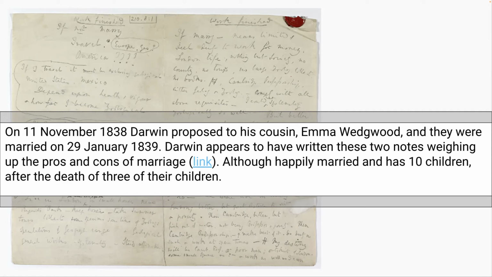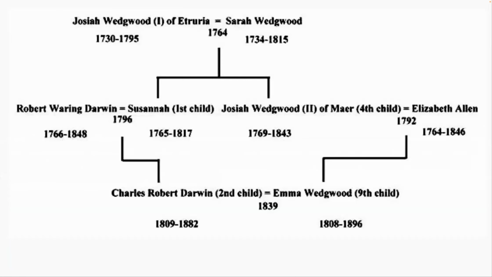Then he thought that cousin marriage might have some disadvantage in the offspring. He could not explain it clearly, but he thought that there must be some disadvantage from relative marriage, given his life, right? And this is the family relationship of Charles Darwin's marriage. So here is Charles Darwin, and Emma Wedgwood is obviously his cousin.